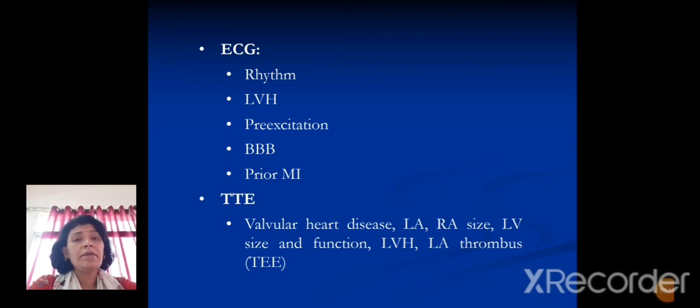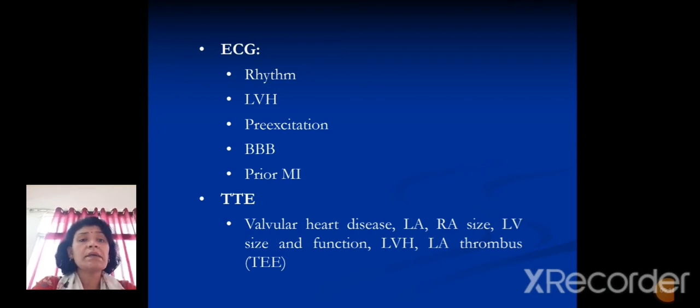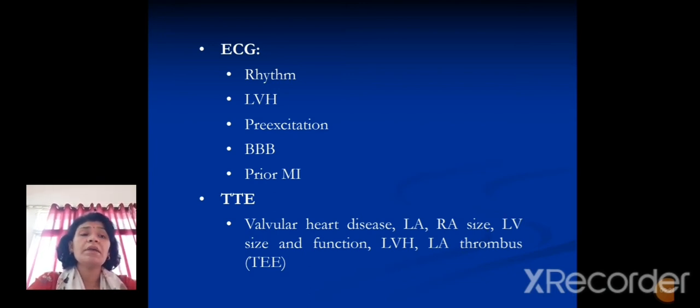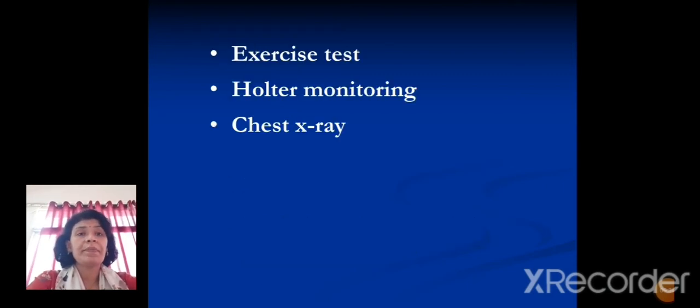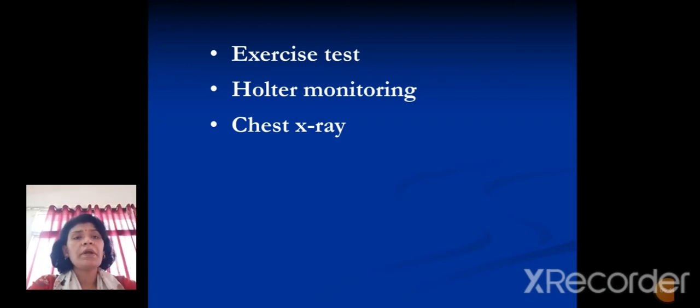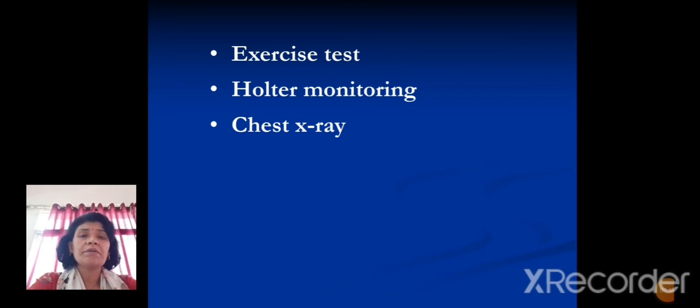Herein we can see valvular heart diseases. We can evaluate the left atrium and right atrial size, LV size and LV function. We can see evidence of LVH, and also very easily LA thrombus can be seen through TTE. After this, in some patients, exercise testing can be done. There might be need of Holter monitoring and chest X-rays, particularly for seeing the pattern of atrial fibrillation and associated structural heart diseases.